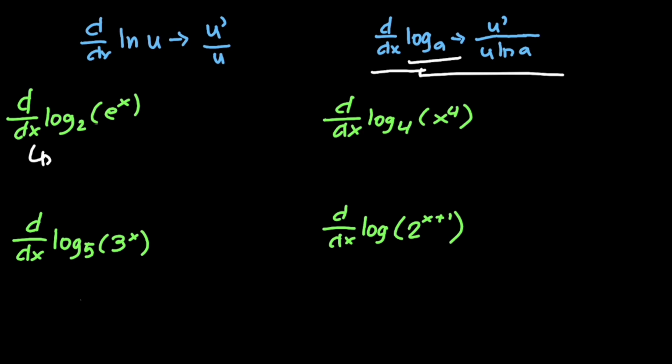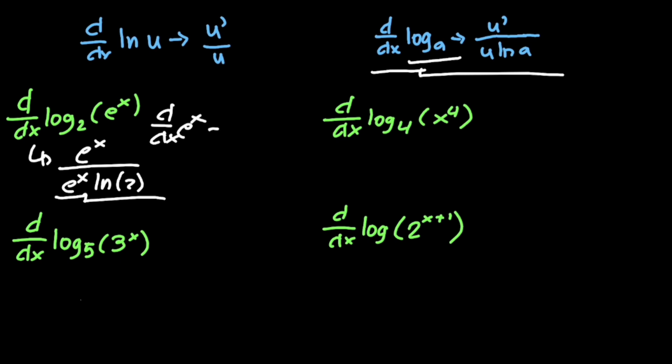Let's solve these problems. The derivative of logarithm of e raised to the power of x with the base of 2 is e raised to the power of x over e raised to the power of x multiplied by the natural logarithm of 2. Just a reminder, the derivative of e^x is still e raised to the power of x.